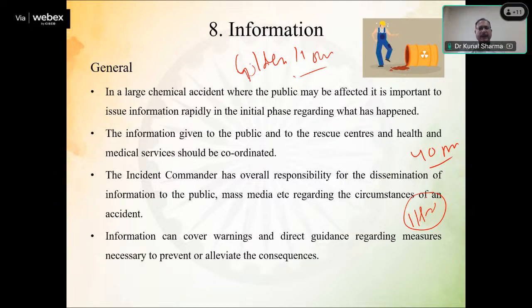The information given to the public, to the rescue centers, and to the health and medical services should be coordinated. It should not be that you are telling the public to go downwind, or the public is going to some shelter which is in a confined space. The incident commander has overall responsibility for disseminating information to the public, mass media, etc., regarding the circumstances of an accident. Information can cover warnings and direct guidance regarding measures necessary to prevent or alleviate the consequences.